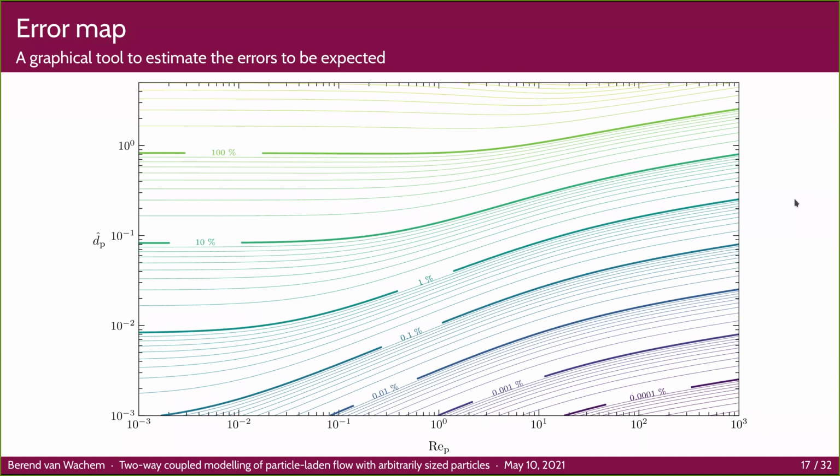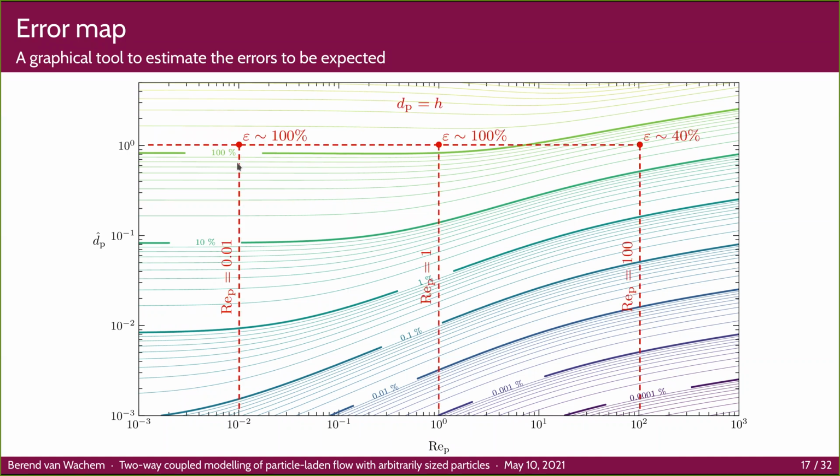So we can also make a graphic tool. This is basically a best practice guidelines tool. If you have a certain resolution of your simulation of particles, dp hat, which is the particle diameter over your mesh spacing, and here we have the particle Reynolds number, then here we see iso-lines of the error, so iso-errors of your Lagrangian particle tracking simulation.